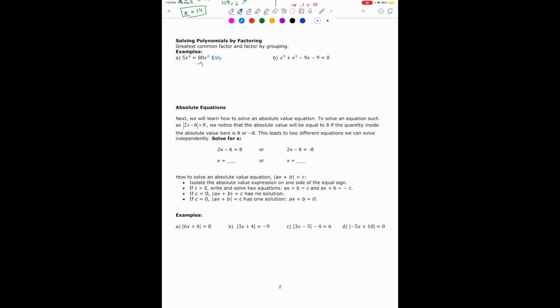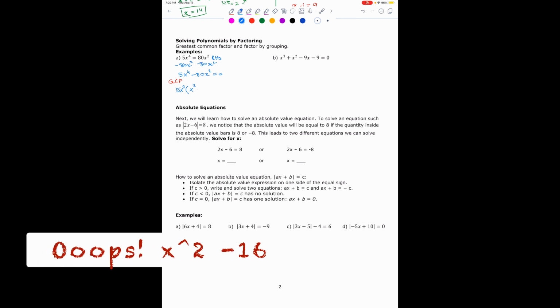So I'm going to subtract 80x squared from both sides of the equation. I will get 5x to the fourth minus 80x squared equals 0. Now I'm going to take the greatest common factor from that equation. So that is 5x squared. And then the remaining polynomial is going to be x squared minus 4 equals 0.